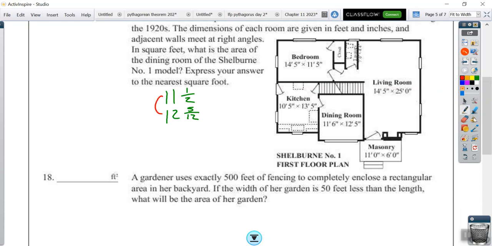So I know I have to multiply these two, I have to multiply these two, and I have to multiply these two and these two. So I have 4 multiplications. Then I'll add them all together. So 12 times 11 is 132. 12 times a half is 6. That's all the easy stuff, right? 11 times 5/12, well, that's not too bad, 55/12. And then we have 1/2 times 5/12, which is going to be 5/24.